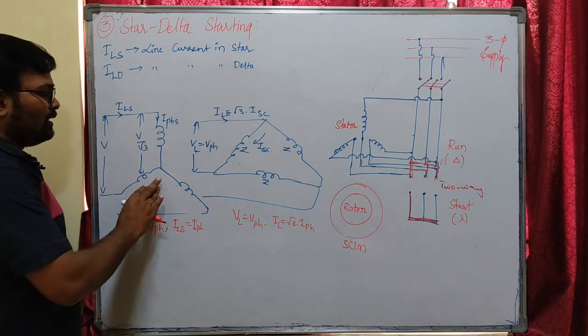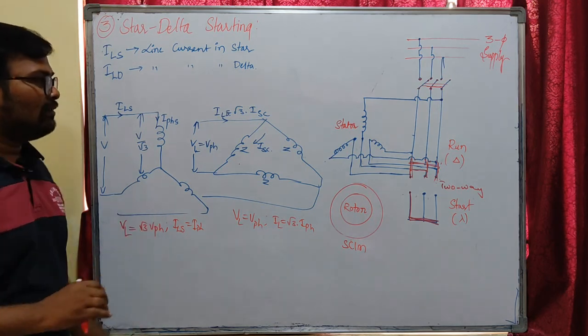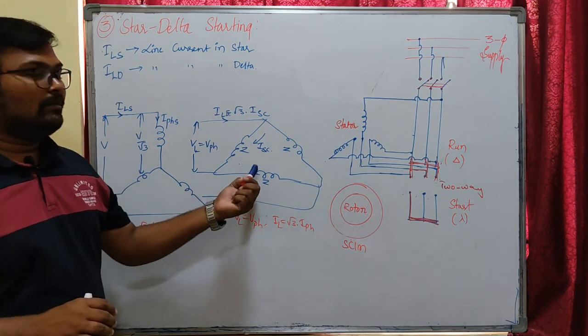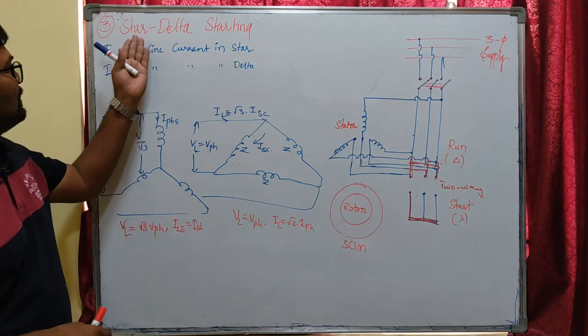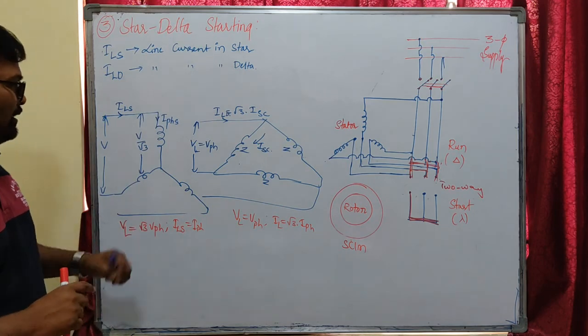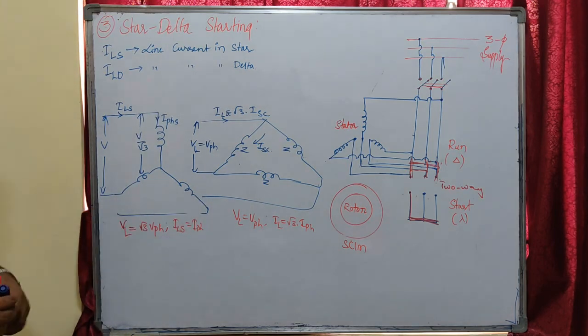So at the time of starting, our stator winding is connected in star connection, and at the time of running, our stator winding is connected in delta connection. This is why the name says star to delta starting. Initially it is star on starting condition, and on running condition it is delta.